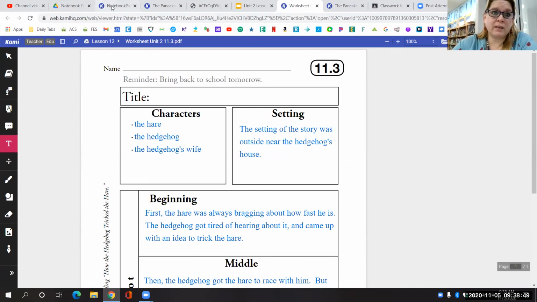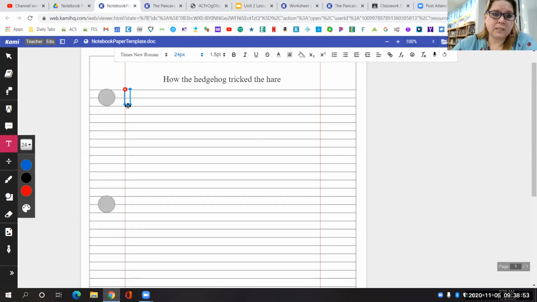I hear lots of good ideas. Let's see. So we can say that... I need to make this smaller. There we go. All right. Oh, that's not going to work, is it?